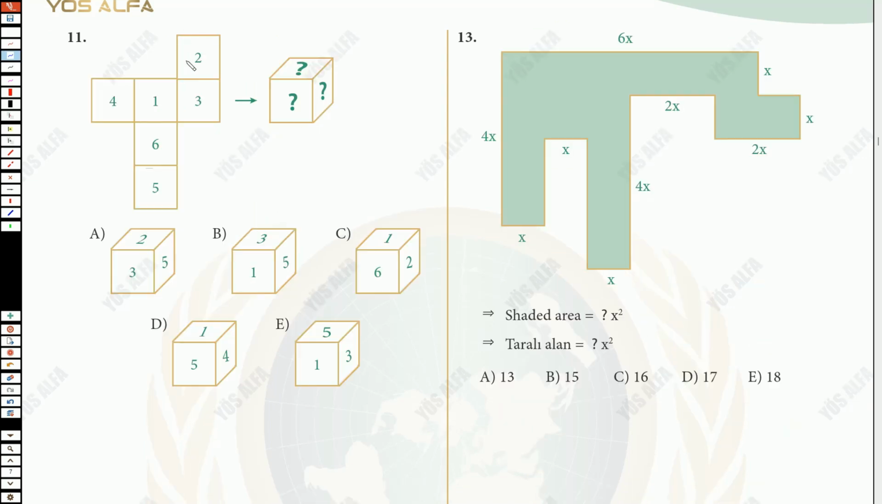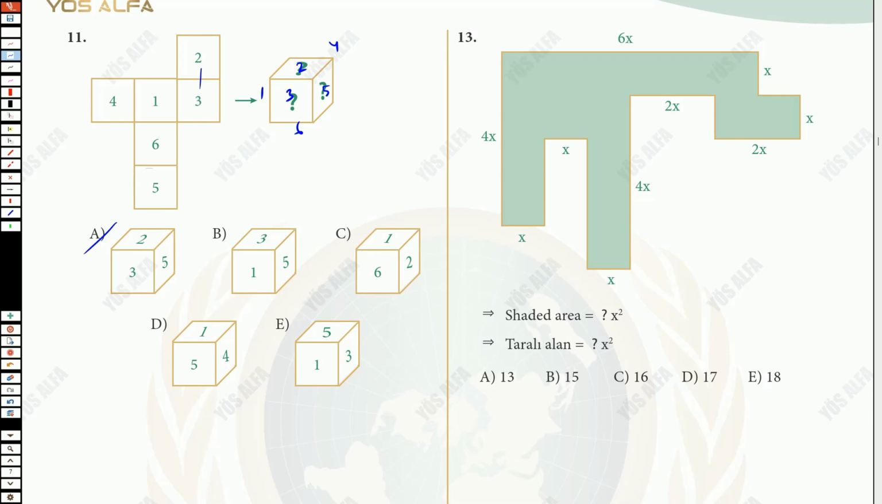Number 11. The unfolded version of the dice is given, and the folded version is asked. So we check this one by one. So 2, 3, 5. Since 2, 3 is given here, we're going to fix this 2 and 3 here. So 1 is on the left side of the 3, so there's 1, and 4 should be at the back, and 6 should be on the bottom, and 5 is on the right surface. So 2, 3, 5, here is also 2, 3, 5, so that's a correct answer.